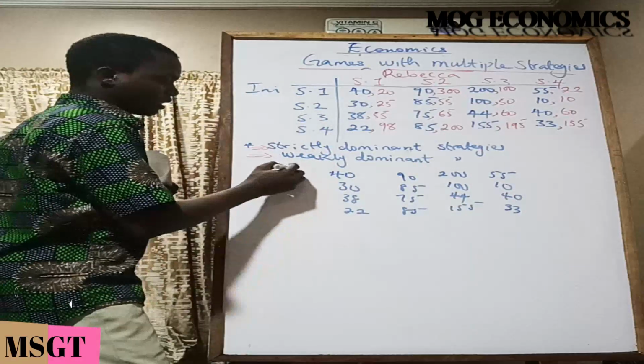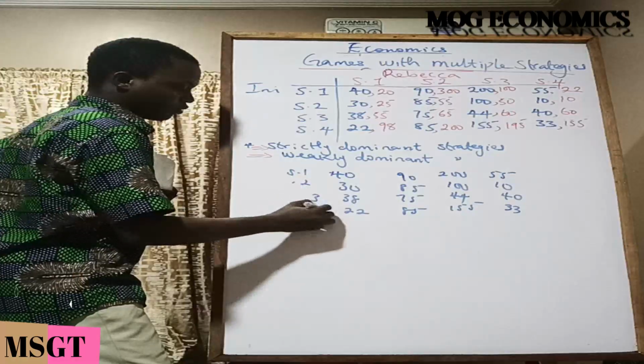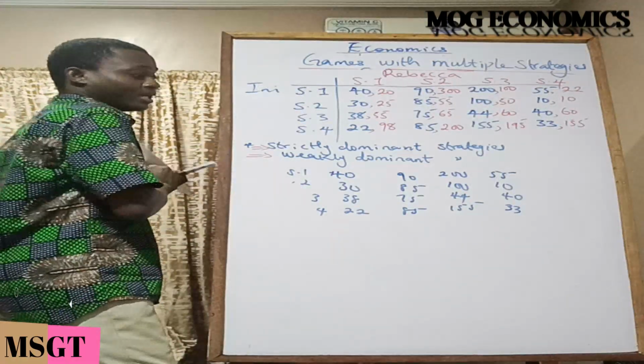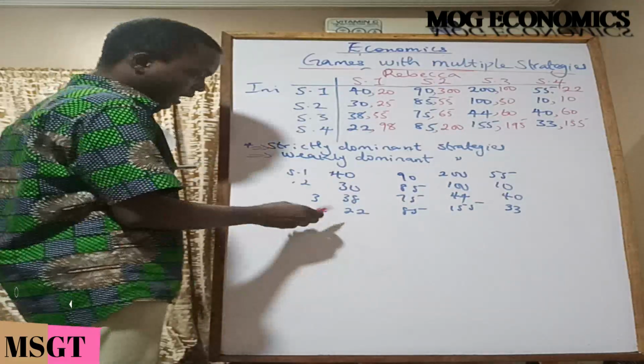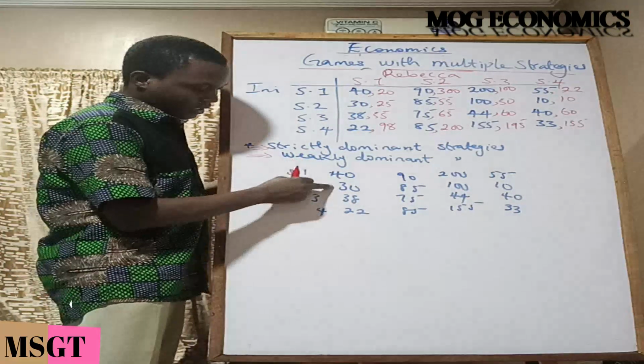So how would you know? Because these are strategies now: one, two, three, and four. Which one is the dominant one? That is the one that is better than every other strategy. So let's see. What's the highest number here? The highest number is 40. So 40 is better than all of these.